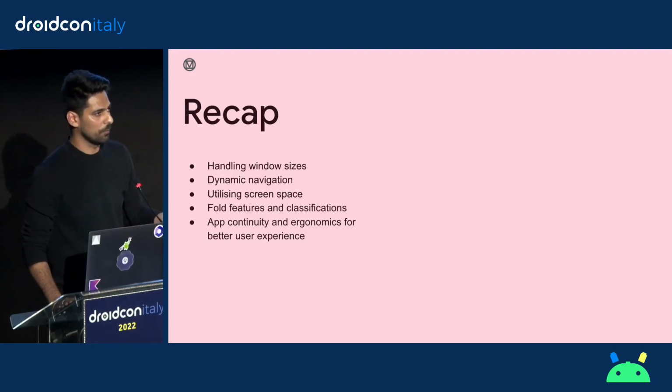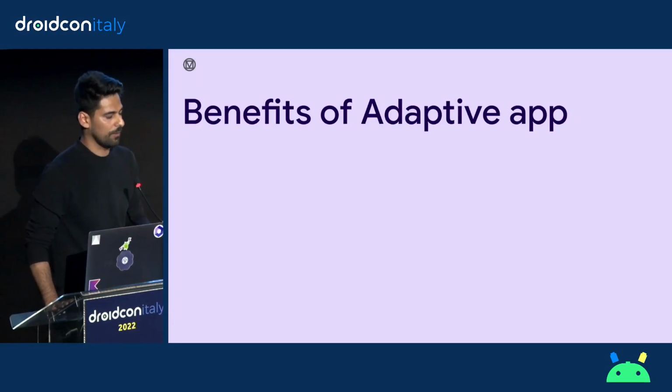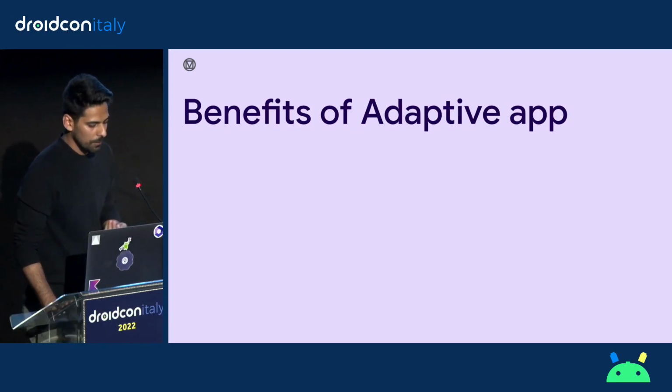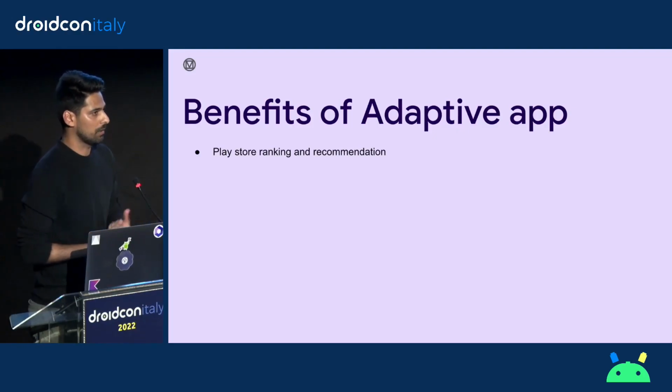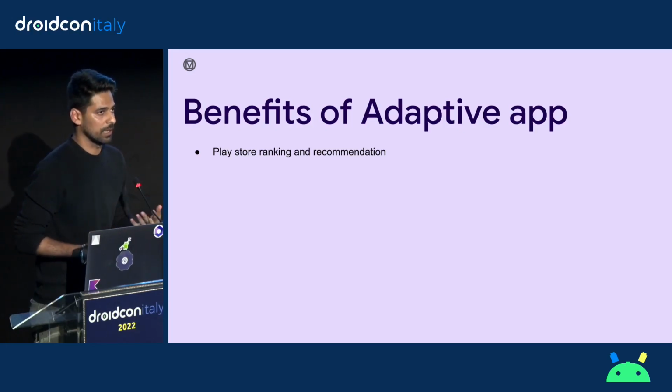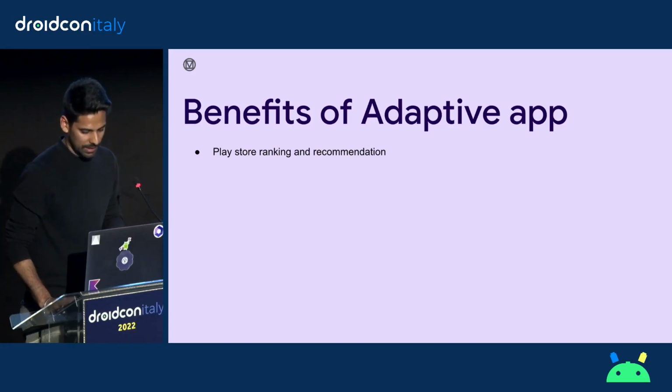There are a lot of things we are improving for users on all these devices, but what are the other benefits of adaptive apps? Why should you care about it? The Play Store also provides good ranking and recommendation if you are targeting your app for large screens. If someone is opening your app on a large screen and it does not target that, the Play Store gives them a kind of warning that this app is not suitable for this device. It may have some glitches or something. So you always want to avoid that.